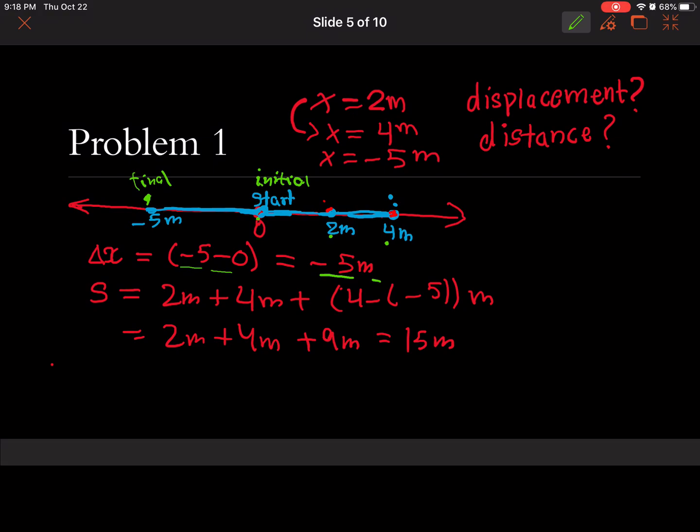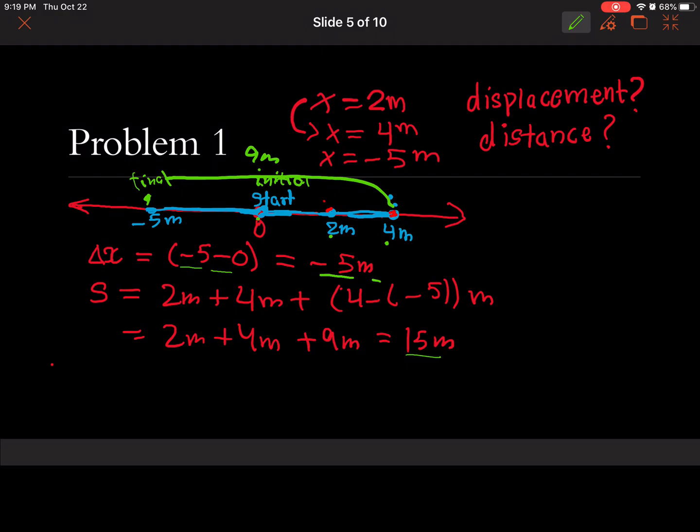Now the distance, as you'll see, is different. First I covered 2 meters, then 2 more meters, then 9 meters. So the distance traveled is 13 meters. Notice, distance and displacement are not the same. Displacement is the change in position. It doesn't care where you have been. It only cares about your final and initial position. Distance cares about how far you're going, how many meters you are covering. So that's why those are different quantities.